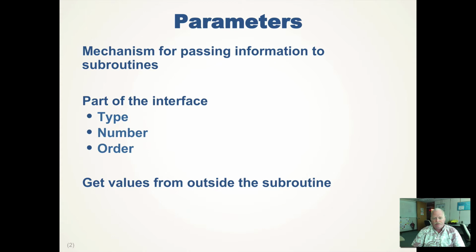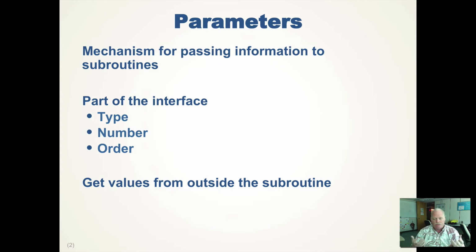They are part of the interface. The type of each parameter, the number of parameters, and the order of the parameters are all part of the interface. So if you say, I have an int, a double, and a float, that's different than a float, an int, and a double. So the order and their type are part of the interface, and you have to supply them in the order that they are defined in the interface.